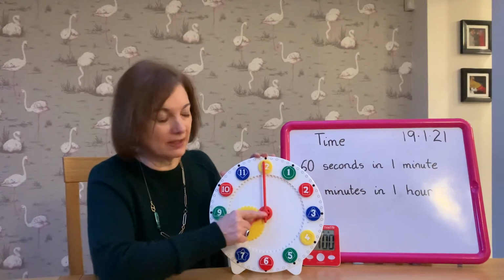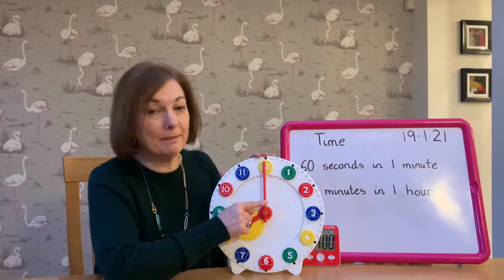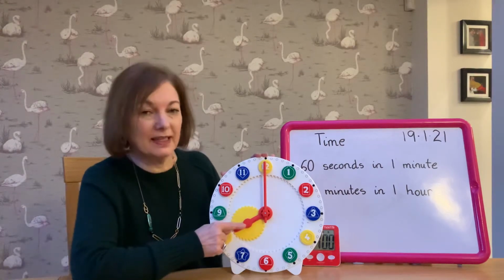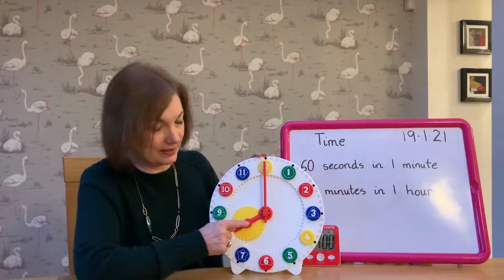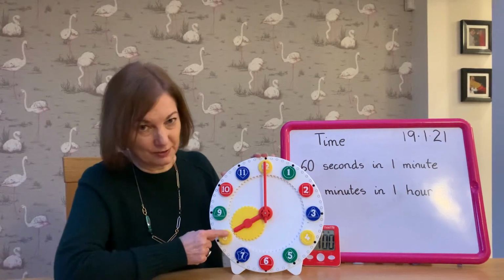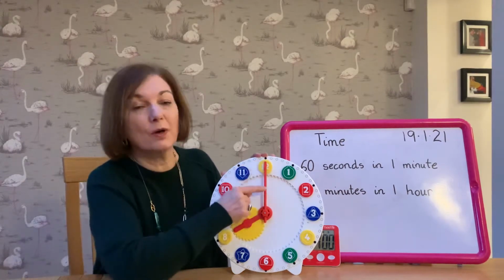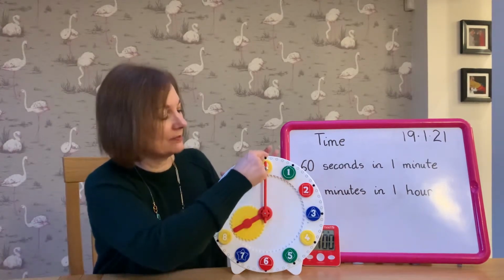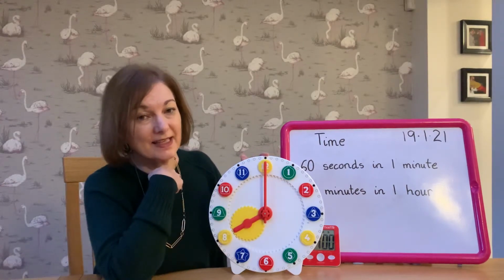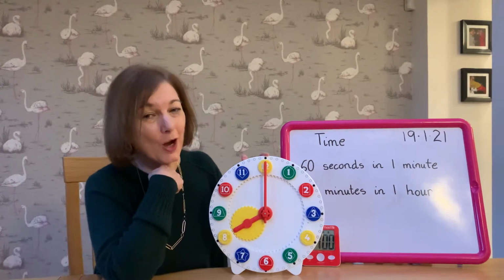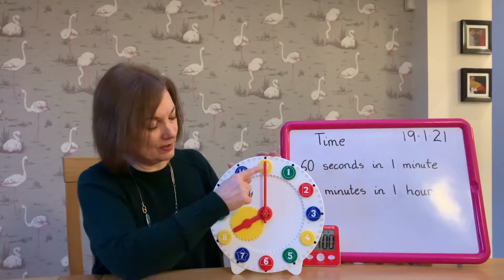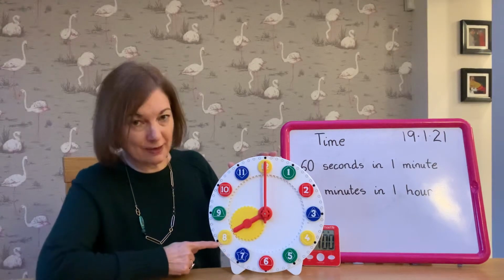The big long one. That's right, it's the minute hand. And the short one is the hour hand. And that tells us what time it is. We can look at what number it's pointing to. So, when the minute hand is pointing to the top of the clock, up at the 12, that is, you're right, o'clock. Well done. So, who can tell me, we know it's o'clock, but what hour is it?